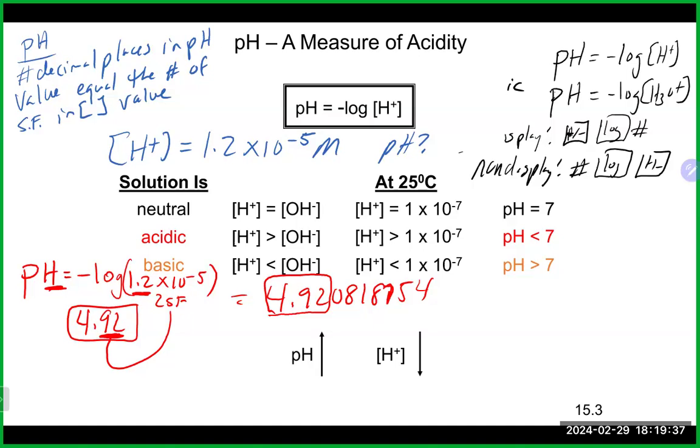By the way, we're going to talk about going backwards. So if you're going backwards from pH to the H plus, you would go from decimal places back to significant figures. So it works the same no matter which way you're going in that case.